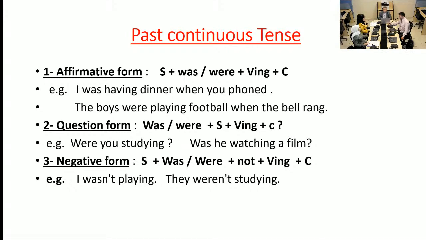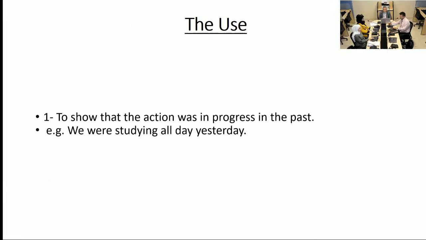The question: was or were plus subject plus verb ing plus complement. Example, were you studying? Was he watching a film? The negative form is subject plus was or were plus not plus verb ing plus complement. Example, I wasn't playing, they weren't studying. Next, Miss Rasha, the use, Miss Sana.